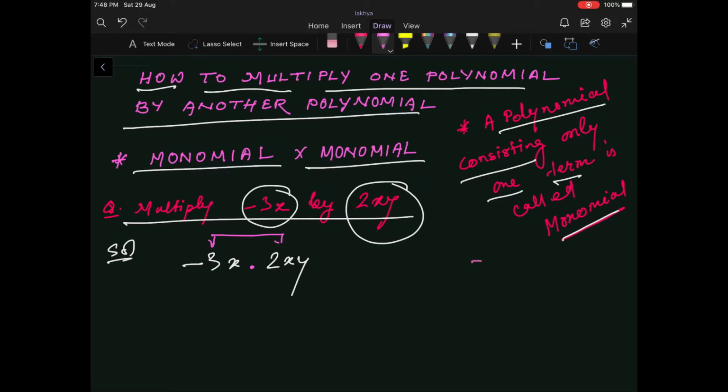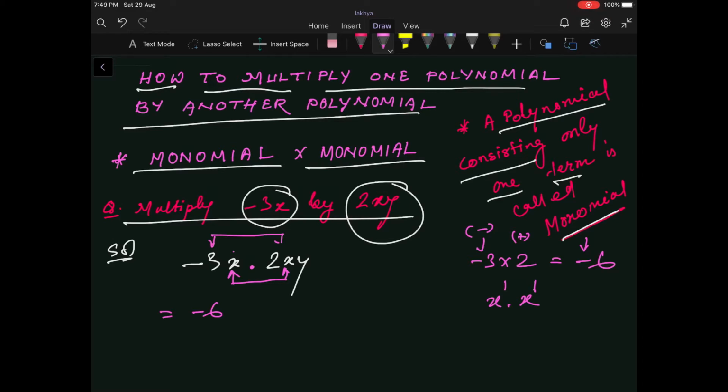Minus 3 into 2, so that is minus 6. This number is negative, this number is positive, so the product of positive and negative is negative. So this is minus 6. Then we have to multiply similar variables, that is x into x. x into x means x to the power 1 times x to the power 1.